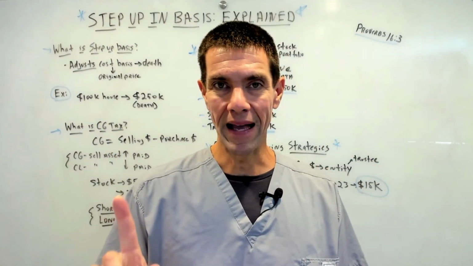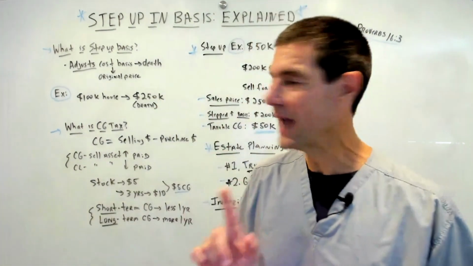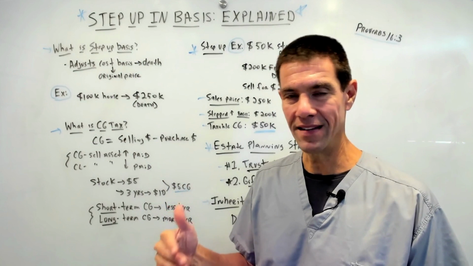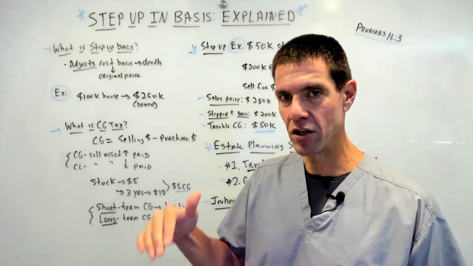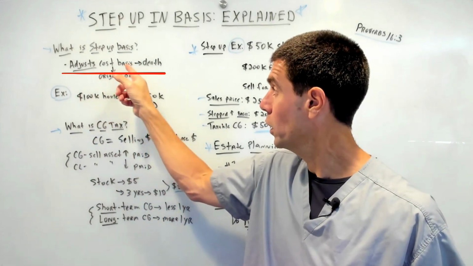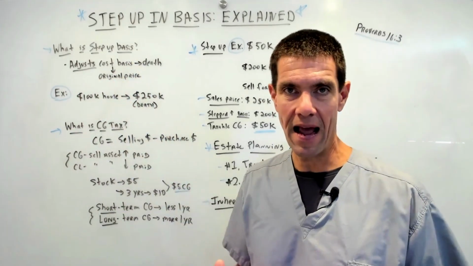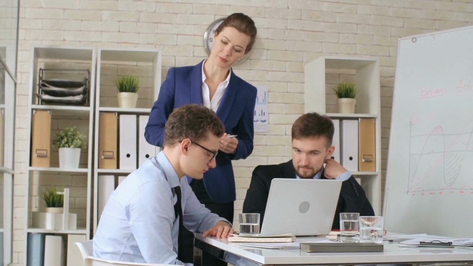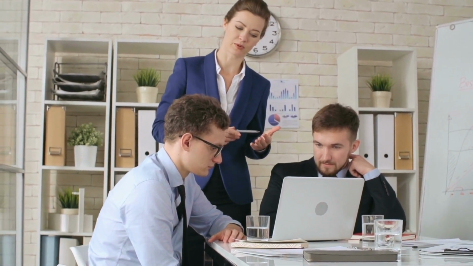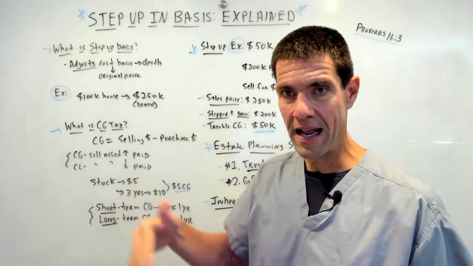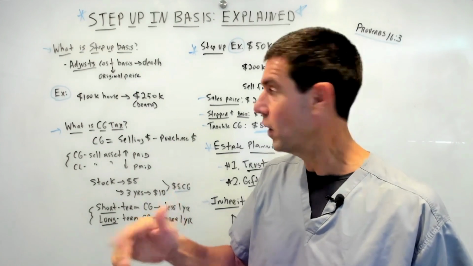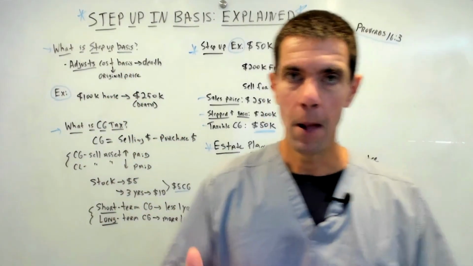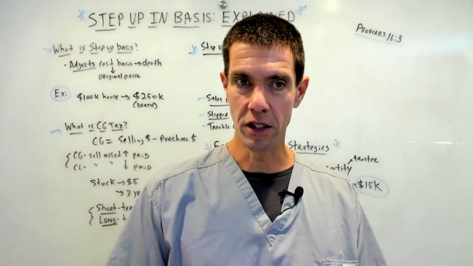Let's start off by answering the question, what exactly is the step up in basis at death? Now, the step up in basis is a tax provision that adjusts the value or the cost basis of an inherited asset. This could be stocks, bonds, mutual funds, real estate, etc., when passed on after the original owner's death. Now, the cost basis refers to the original price of an item before its value increases over time.